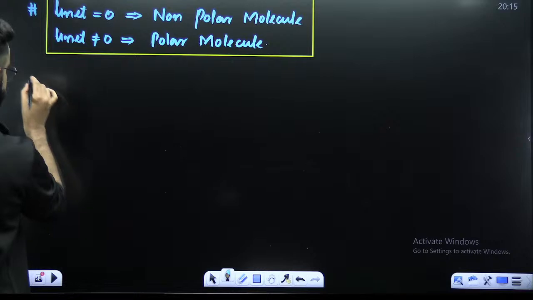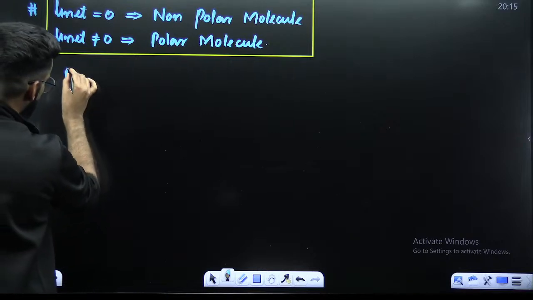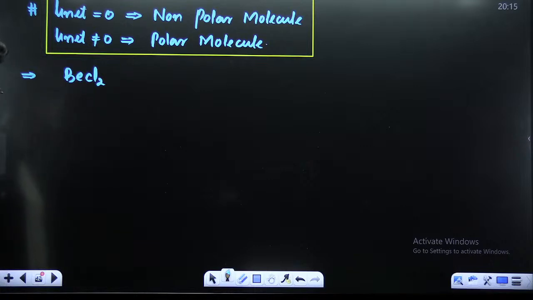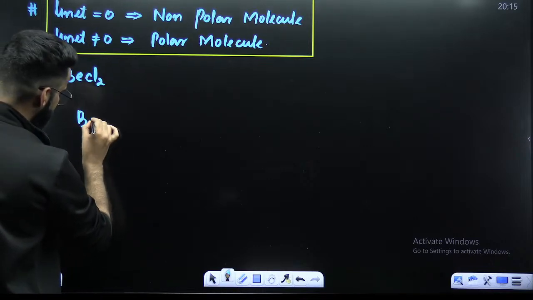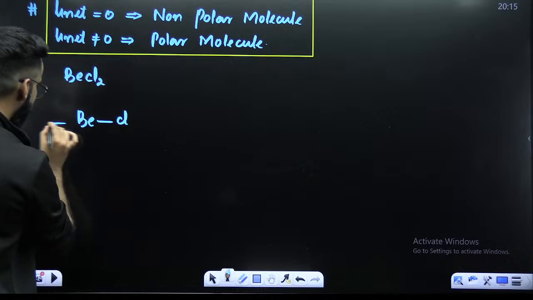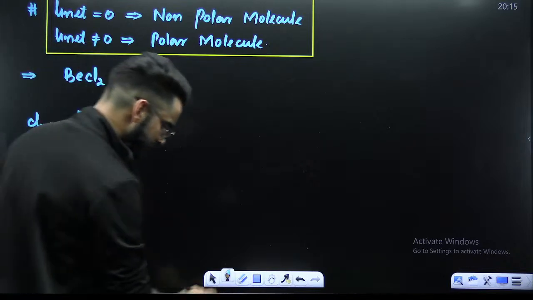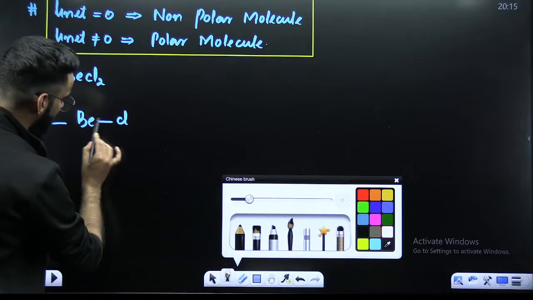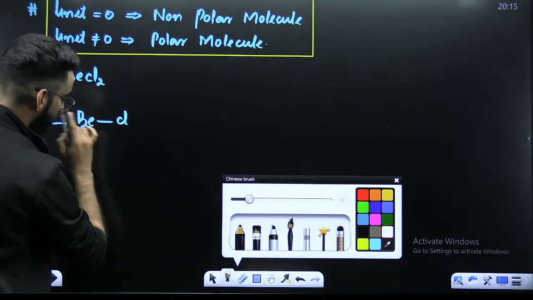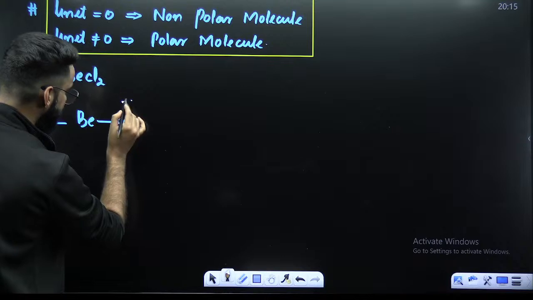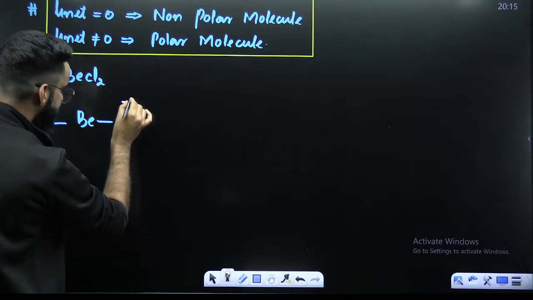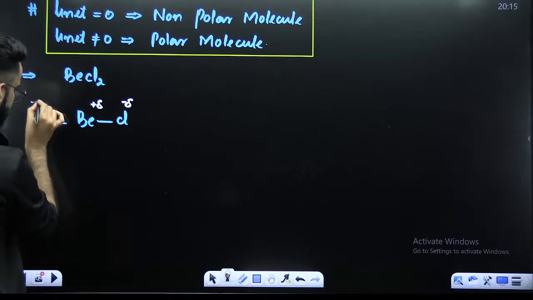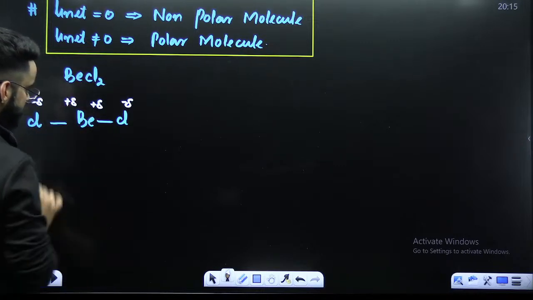For example, I'm taking BeCl2. I believe you know its structure. This is Be, this is chlorine, and this is chlorine. This is your BeCl2. Now, my dear students, tell me just one thing. If you talk about this particular bond, chlorine is more electronegative than beryllium, so delta negative, delta positive. Talk about this other bond, chlorine is more electronegative, so delta negative, delta positive.